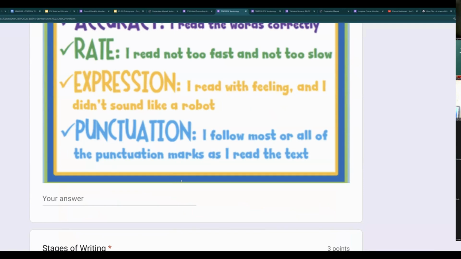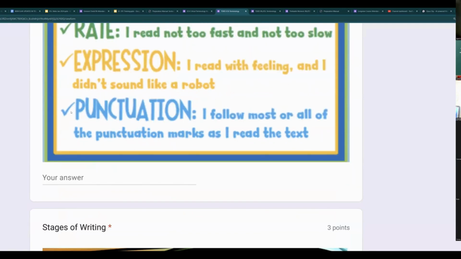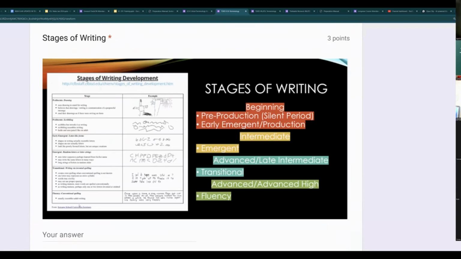All right, going into the stages of writing. I'm going to be honest with you, those are important. And if they come up, they tend to come up in a graph type of appearance, and they tend to be long and sometimes they look complicated. Let me show you what it looks like on the ESL test.